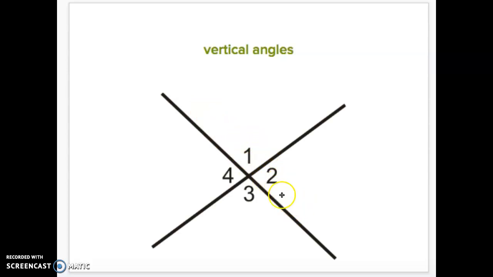Now they are not congruent, as we know. We said angle 1 was 120 and angle 2 was 60. Together though, 120 plus 60, they form 180 degrees. Angle 1 is also a linear pair with angle 4, because 1 was 120 degrees, 4 was 60 degrees. Together they form 180 degrees, or a linear pair.